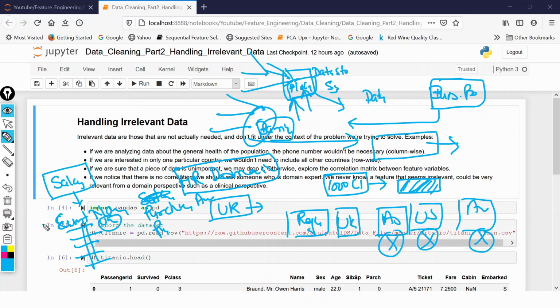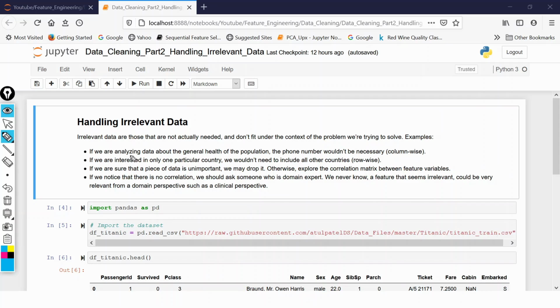So what we will do, we will remove this column and try to analyze our problem by using some other columns. We remove these types of columns which don't have any relevance to our business problem. So we are analyzing data about the general health of the population, and the phone number wouldn't be a necessary column, because it doesn't have any relevance to information related to population health. So we will delete this particular column during our analysis.